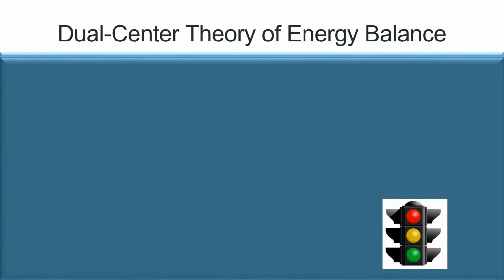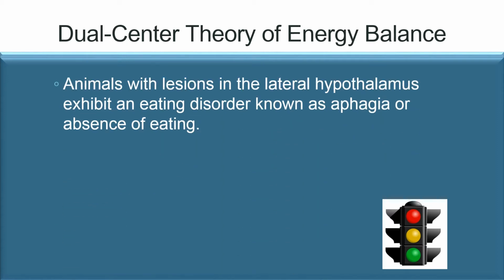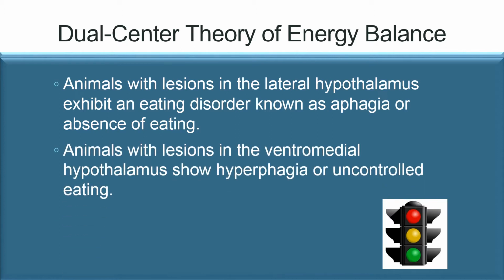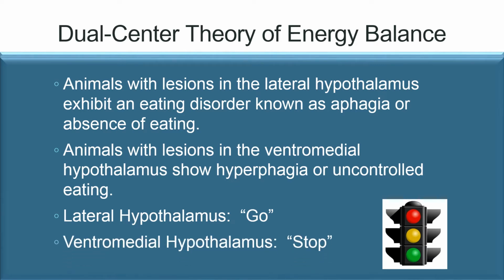The dual center theory of body weight regulation stated that there were areas of the brain responsible for stimulating and inhibiting eating behavior. Early experiments showed that animals with lesions in the lateral hypothalamus exhibit an eating disorder known as aphagia, or absence of eating. Animals with lesions in the ventromedial hypothalamus showed hyperphagia, or uncontrolled eating. In this model, the lateral hypothalamus stimulates feeding, and the ventromedial hypothalamus suppresses feeding.